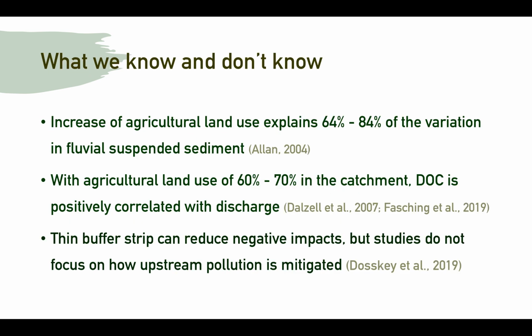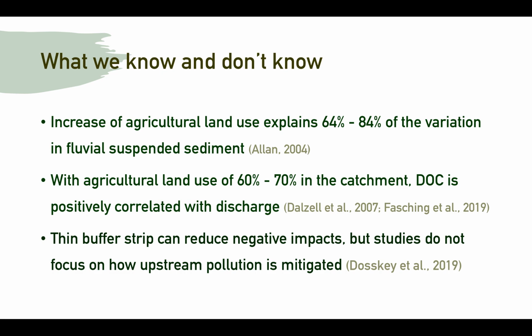So while we are aware of many underlying processes, there are still holes in the scientific literature regarding the effects of naturally preserved areas in a watershed. Research showed that between 64 and 84% of a variation in suspended sediment concentrations between streams can be explained by the amount of agricultural land use within the watershed. Similarly, dissolved organic carbon concentrations are positively correlated with the stream's discharge when the catchment has between 60 and 70% of agricultural areas. Moreover, vegetated buffer strips as thin as 10 meters have been shown to reduce these effects.